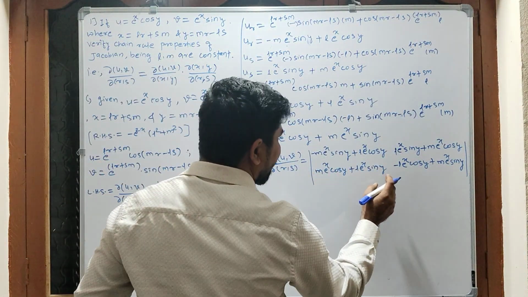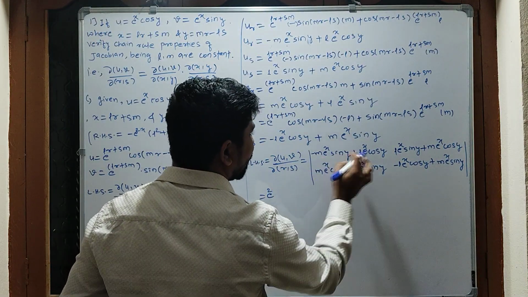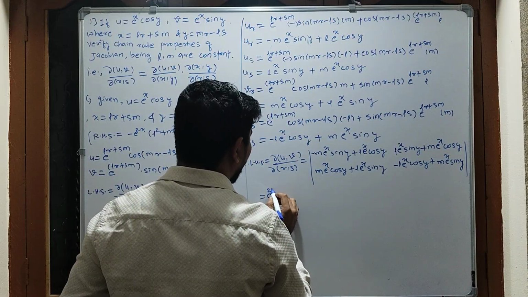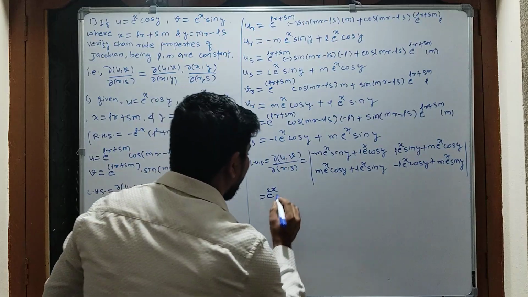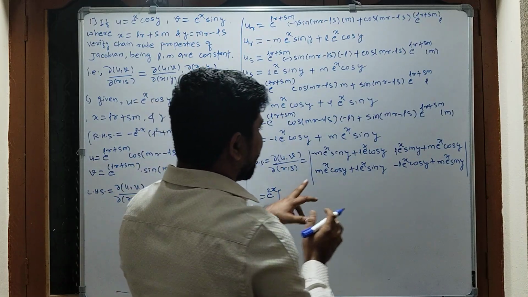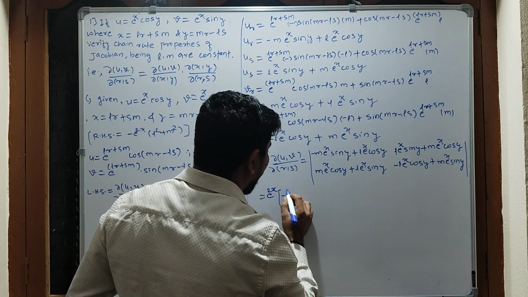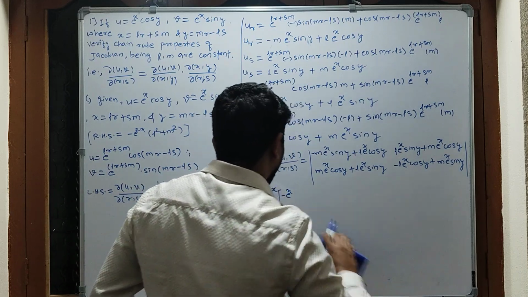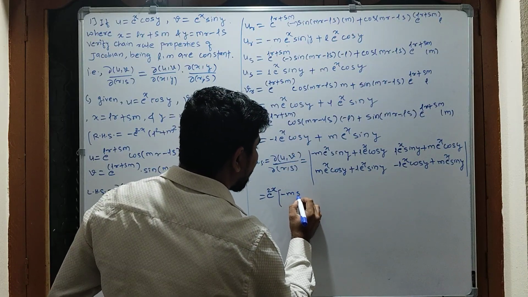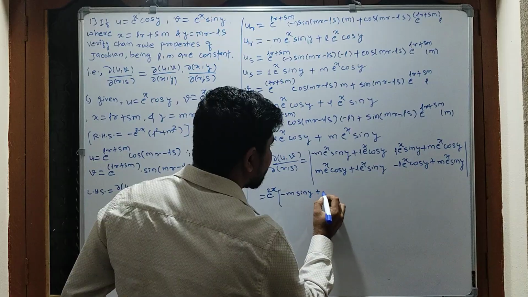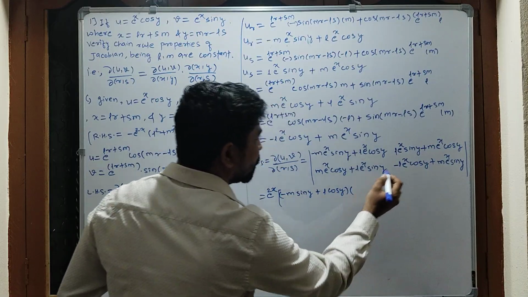So here first I will take e to the power x common from the first row, and e to the power x from the second row, so e to the power 2x times the determinant. After that I will find the determinant. First bracket, the product of these two things: e to the power x is already taken common, so minus m sin y plus l cos y, this is my first bracket, into the second bracket.